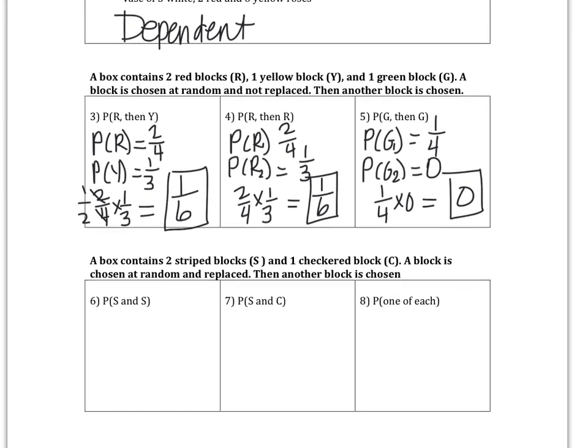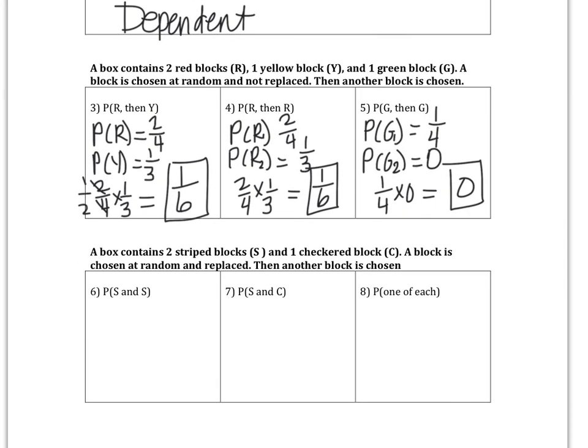Okay, let's take a look at some more. A box contains 2 striped blocks and 1 checkered block. A block is chosen at random and replaced. Then another block is chosen. So it makes a difference if whatever is being chosen or taken out is replaced or not.